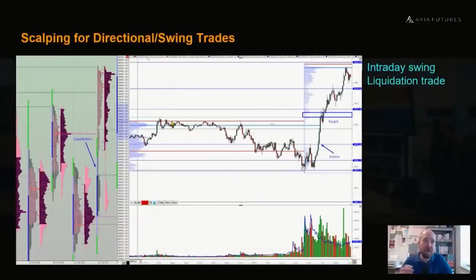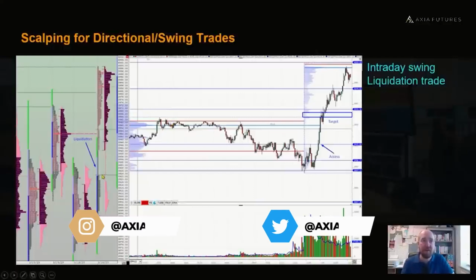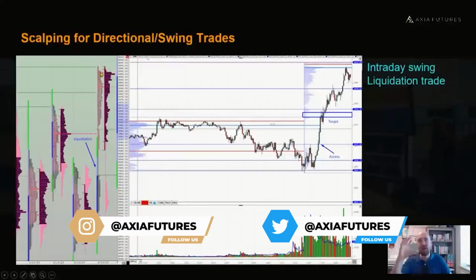This is a trade then, nice and simple. What you've got is value lower, expectation of a liquidation move higher. I'm not going to go into the details of why these things happen. That's something for another session, something for the future. But you've got this idea here, right?